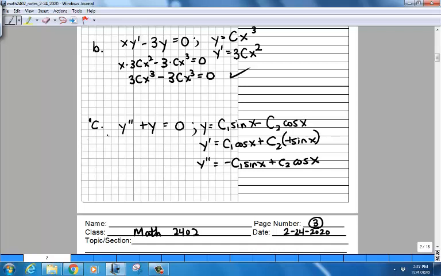Now let's plug those in. So second derivative, minus C1 sine of x plus C2 cosine of x. Original function, C1 sine of x minus C2 cosine of x. And does everything cancel there? Yeah, nicely, right? So that is equal to 0, right? So our proposed solution to that differential equation really is a solution.